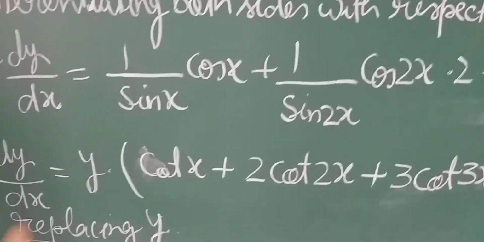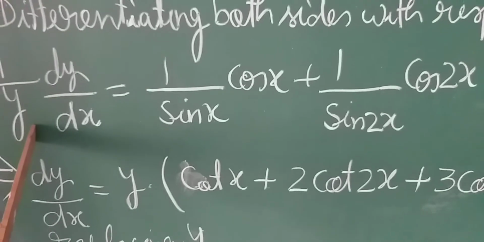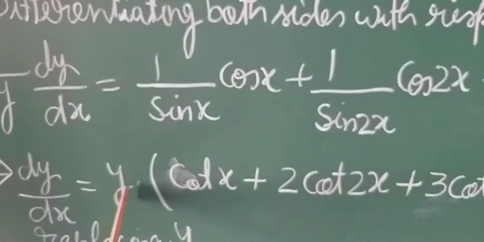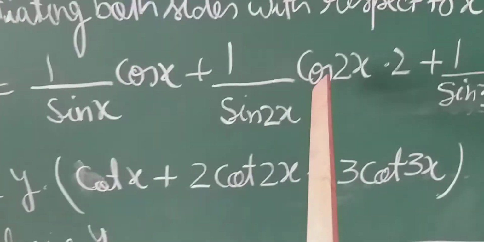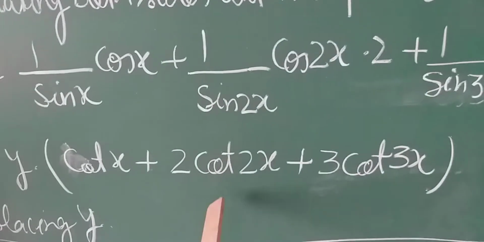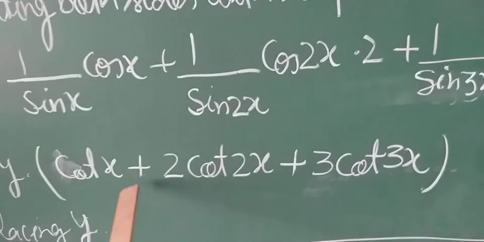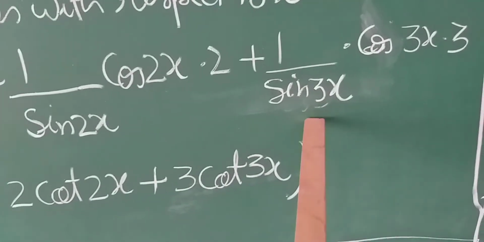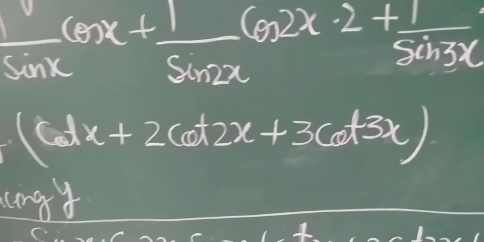So now students, dy by dx, and by cross multiplication y will come here. cos upon sin is cot x, cos 2x upon sin 2x is cot 2x, and this 2 will remain as it is, then it will become 2 cot 2x. Similarly this part also 3 cot 3x.